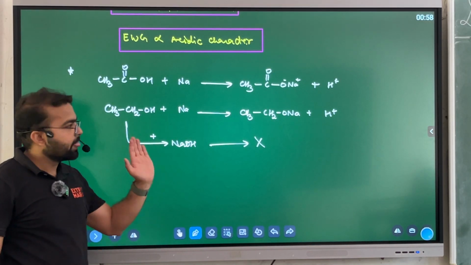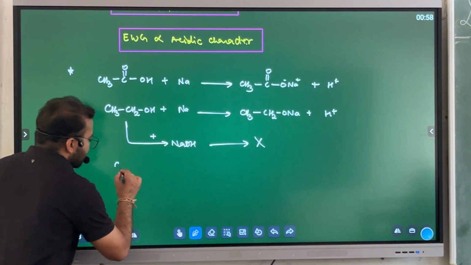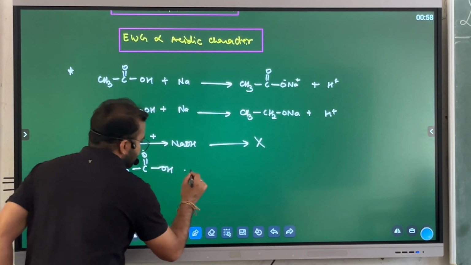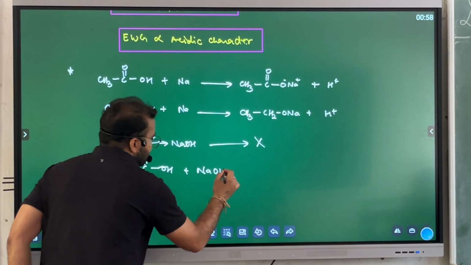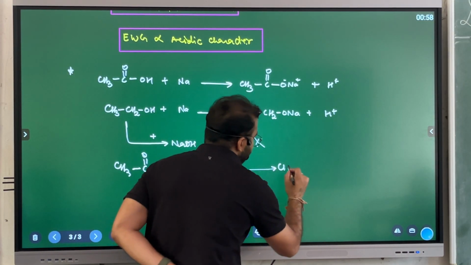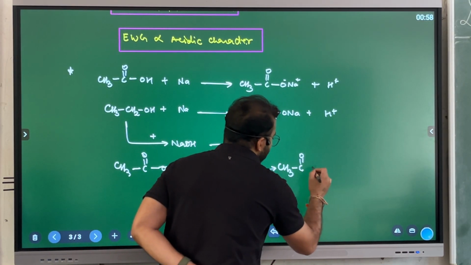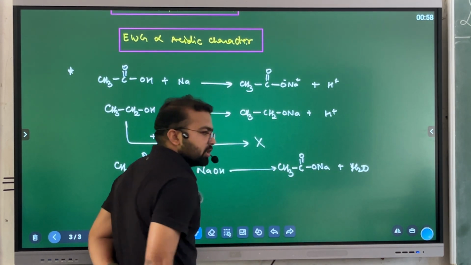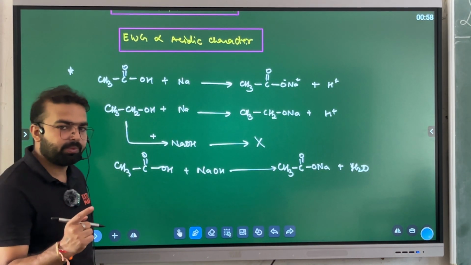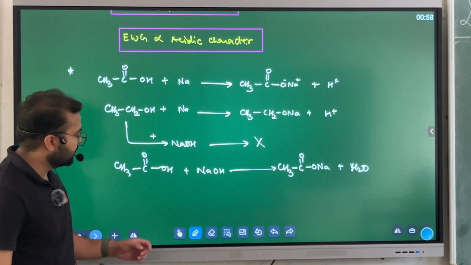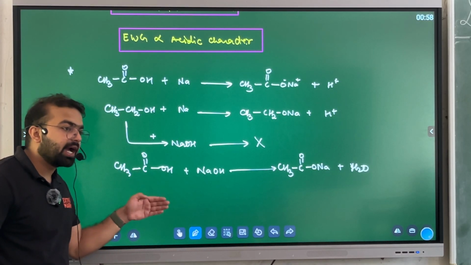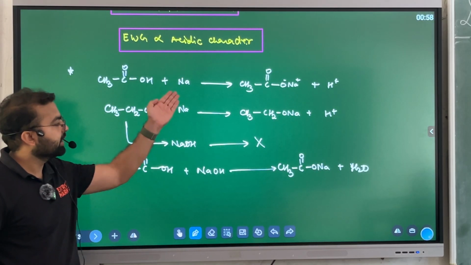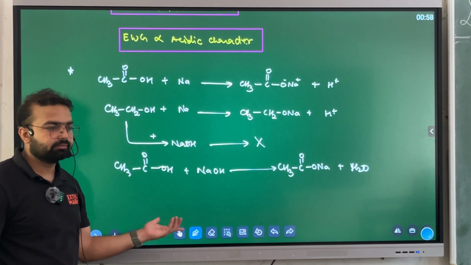Is it clear? On the other hand, if I take the carboxylic acid, CH3 C double bond O single bond OH plus NaOH, directly they will show the same behavior, that is CH3 C double bond O ONa plus H2O. So it represents the first difference, which is that carboxylic acids are highly reactive than alcohols, because directly you can take the Na or NaOH.